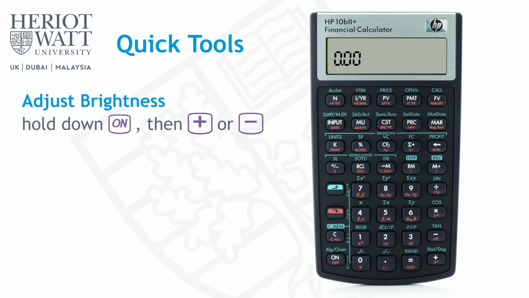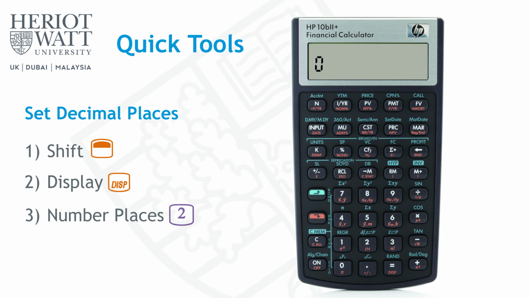So a little more detail on the other tools. You can adjust the brightness. Pretty easy. You just hold the on button, either plus or minus. Very straightforward. Next, as I mentioned earlier, the decimal places.